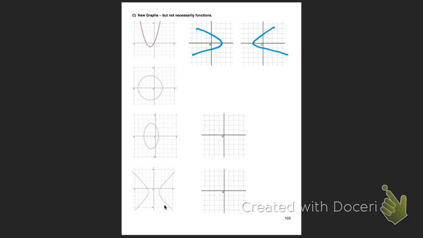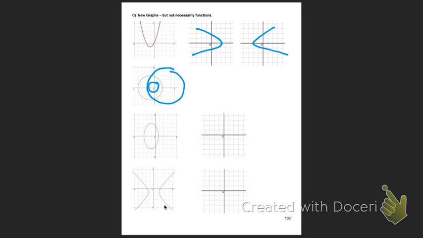A circle can only face one way, right? It can't flip or anything like that. The only thing that's going to change is the size. So it could be smaller. It could be bigger. It could be shifted to the right. So that's what we'll do, is where it shifts, like where the center is, and then how big it is.